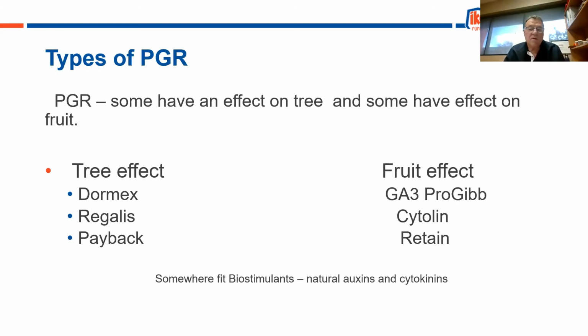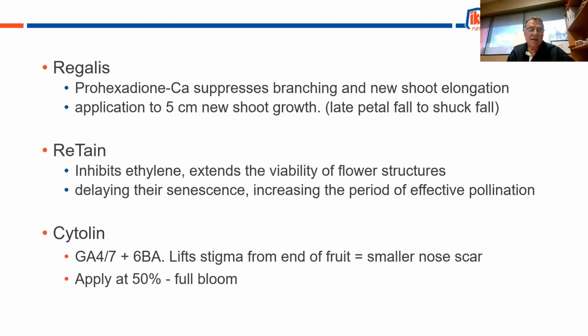Mainly what we're looking at, I split into 2 main areas. The tree effect with the Dormex, that'll all be out now regardless, coming up. Payback's probably out or coming out, gone out at the end of last season if anyone's using it. And the fruit effect with GA3, I'll probably use trade names a fair bit. So Progib, Cyclin, Retain have more of an effect on the fruit than the tree, right? So just a quick summary on these ones, and I'll probably speak a bit on GA because that seems to be where most questions come through.